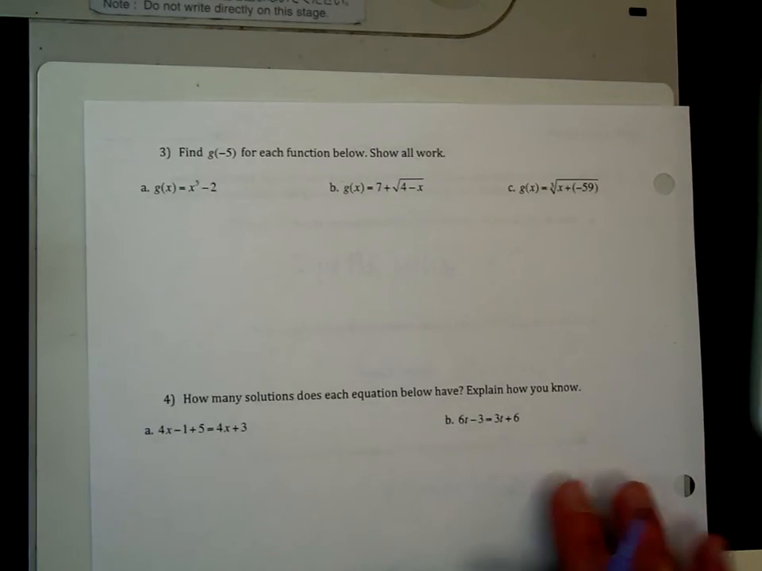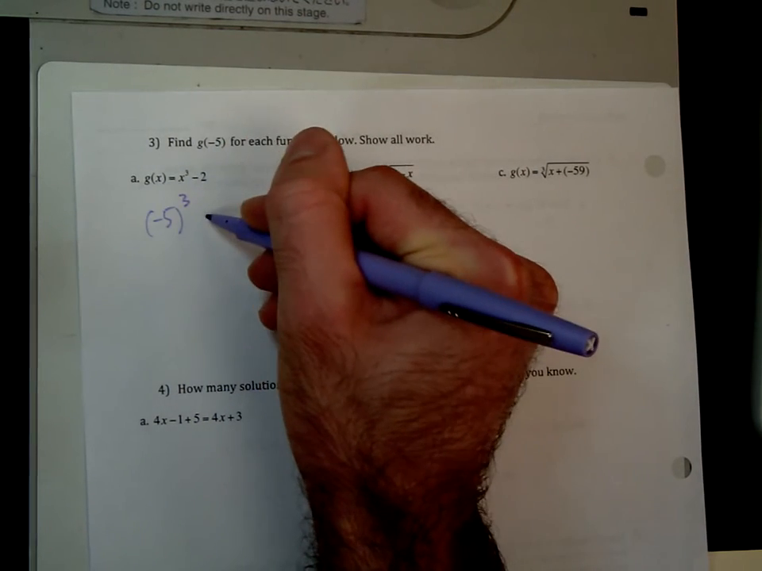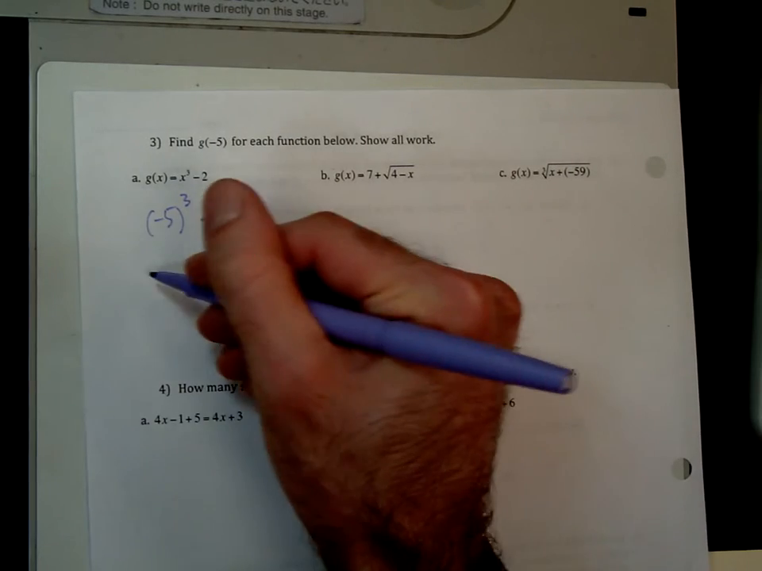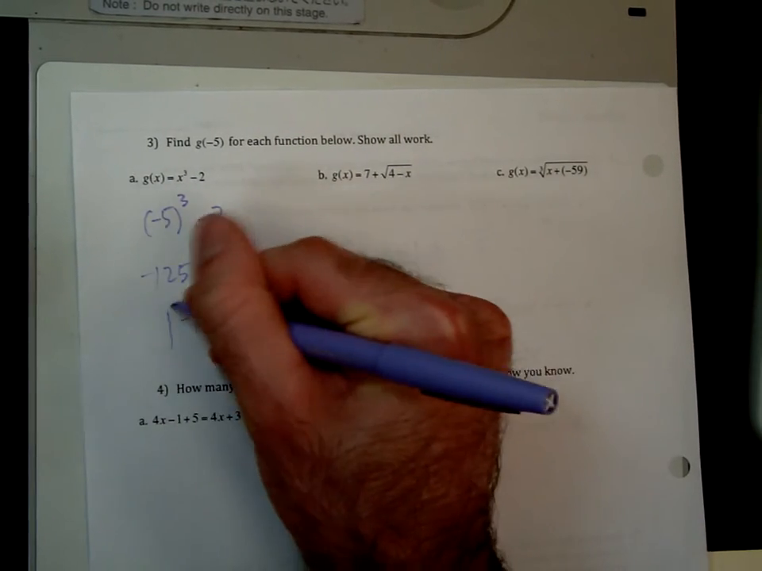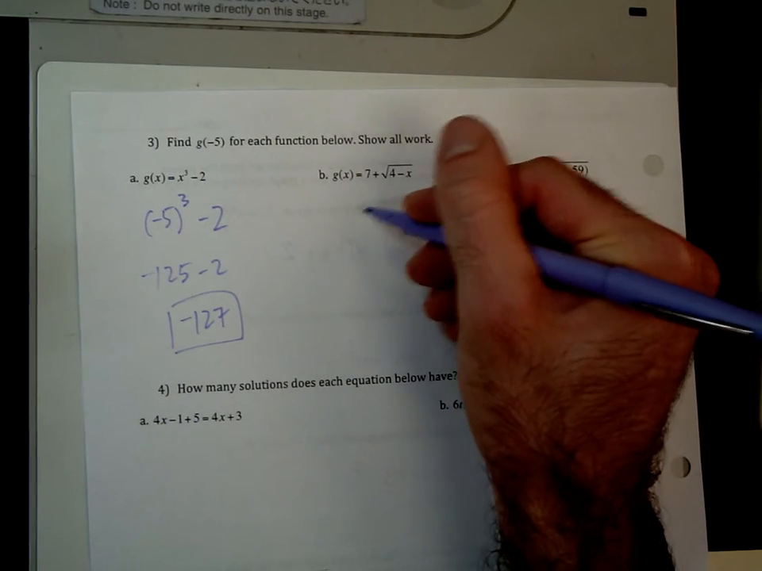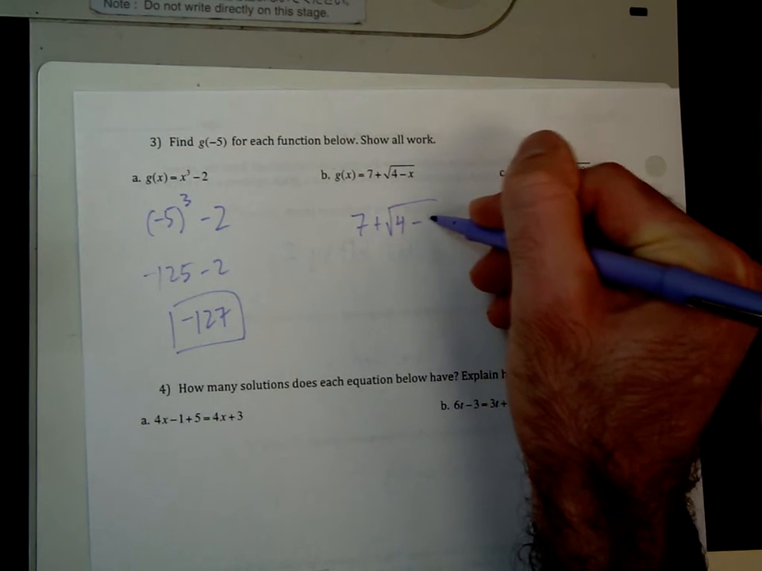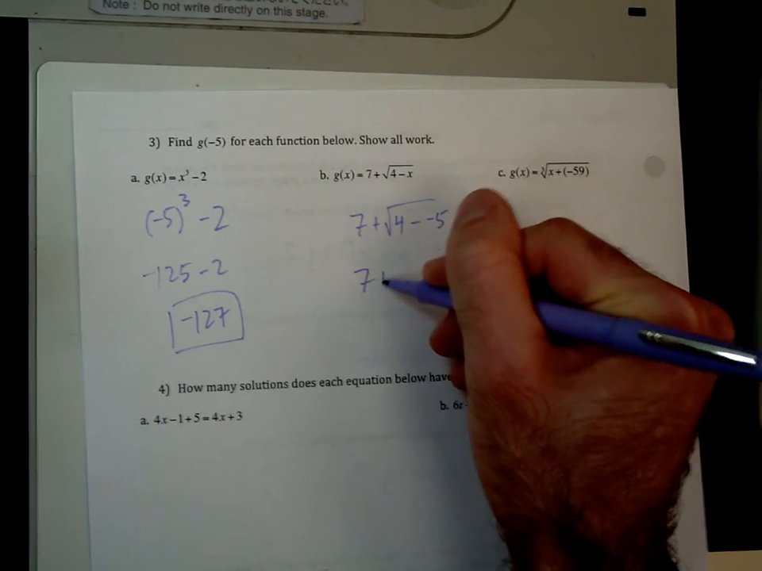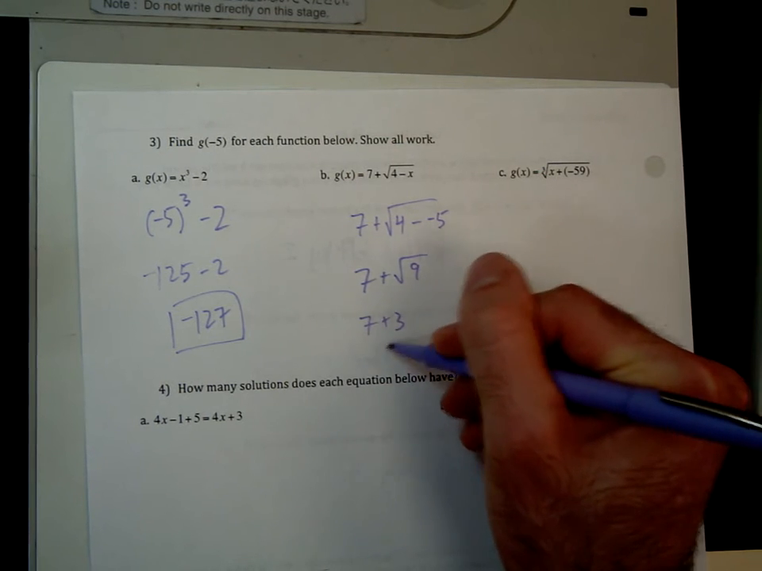G of -5, that means you plug in -5, so you have (-5) cubed minus 2. That's -125 minus 2, -127. This is going to be 7 plus 4 minus -5, so that's 7 plus the square root of 9. That's 7 plus 3, which equals 10.